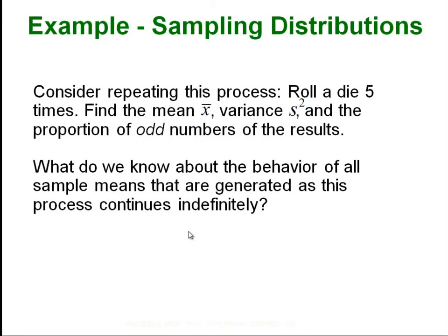Okay, here's an example. Consider rolling a die 5 times. Find the average, variance, and proportion of odd numbers of your results. Now, what do we know about the behavior of all sample means that are generated if we were to do this over and over again? We know that the mean of our sample will always target the thing that we're measuring.